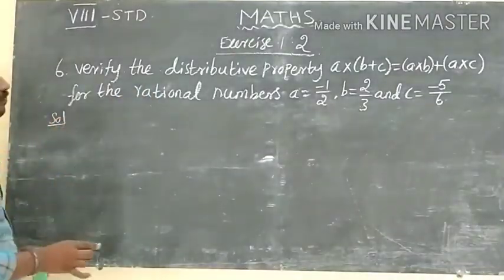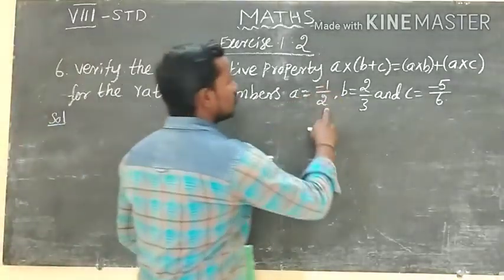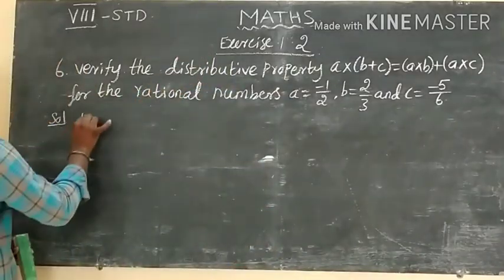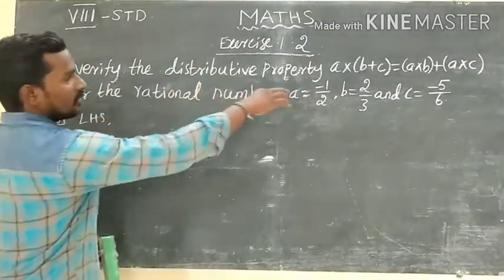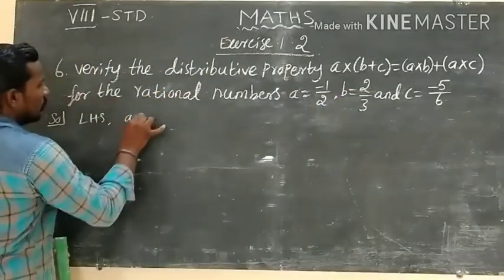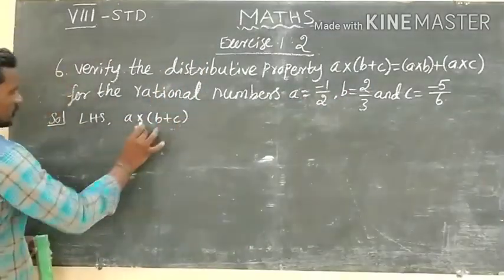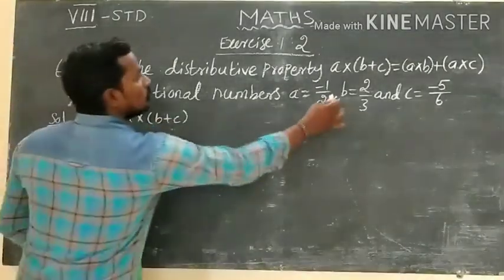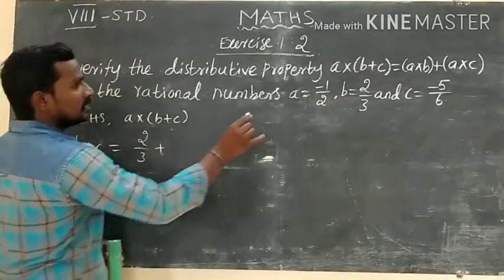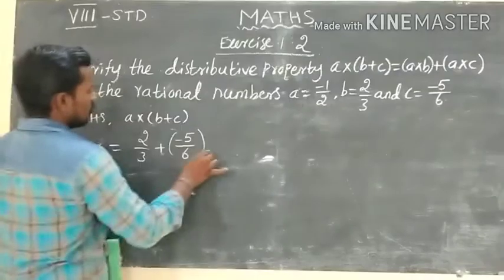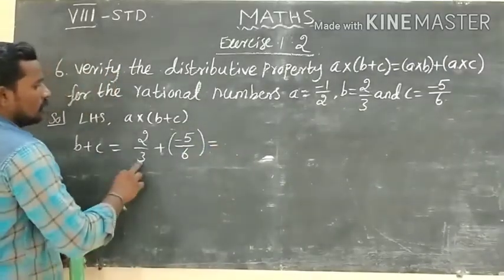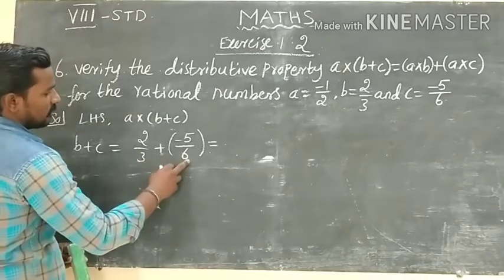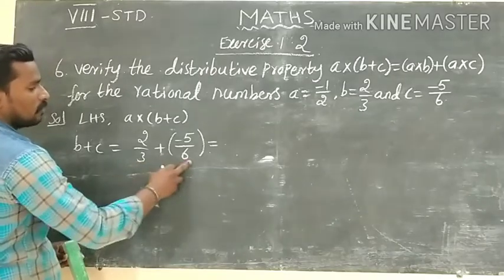The solution: a, b, c are given. a is equal to minus 1 by 2, b is equal to 2 by 3, c is equal to minus 5 by 6. So take and write the LHS: a into (b plus c). First find out the b plus c answer. b is equal to 2 by 3 plus c is equal to minus 5 by 6. Using the LCM to find the like fraction, this is denominator 6, this is 3.